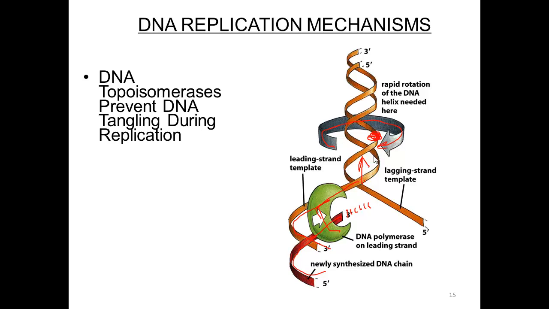Gyrases and helicases are both part of a larger class of enzymes called DNA topoisomerases, which don't alter the molecular makeup of the DNA, but they do change its topology, which is, in this case, the number of times DNA is wound around itself.